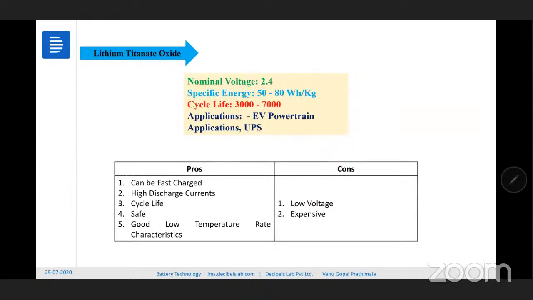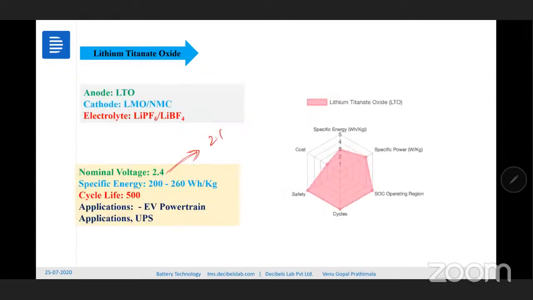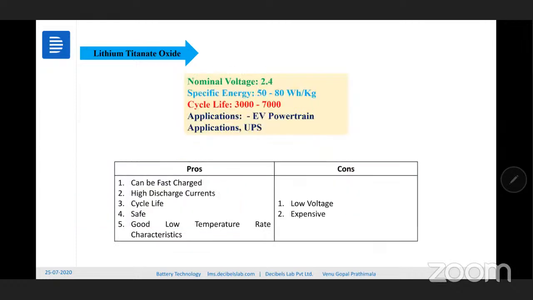So one thing with this is lithium titanate can be fast charged and fast discharged, and is having high charge rates and discharge rates. Okay. So for a particular period of time, we can discharge this particular cell at 10 C rates or 20 C rates, something like that. I'll discuss what exactly C rate is also. And coming to the cycle life, sorry, I think the slides got displaced. This is not 500. This is a 3000 to 7000 cycle life. Okay. It is having high cycle life. Sorry for that mistake.